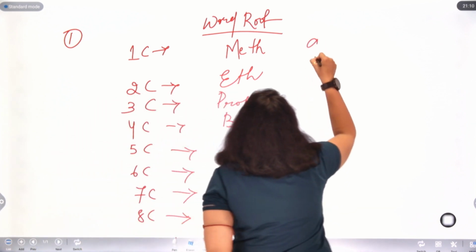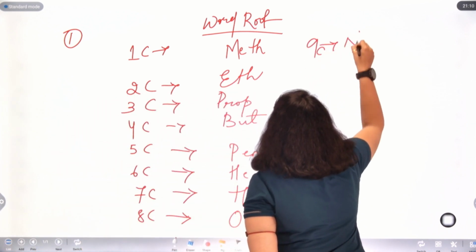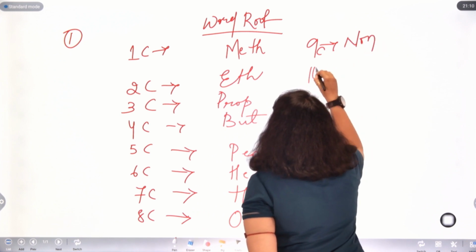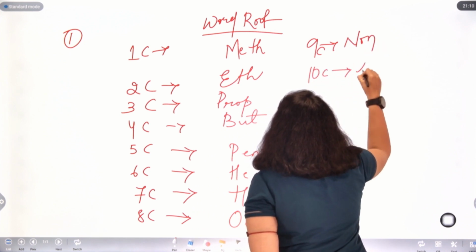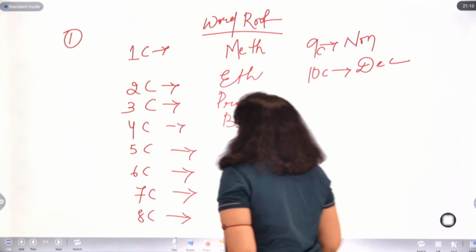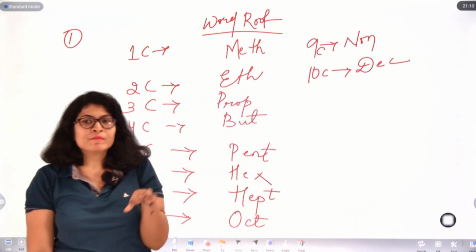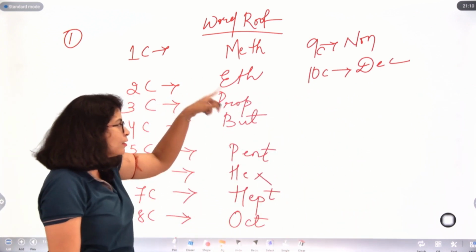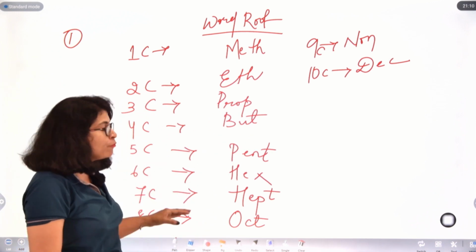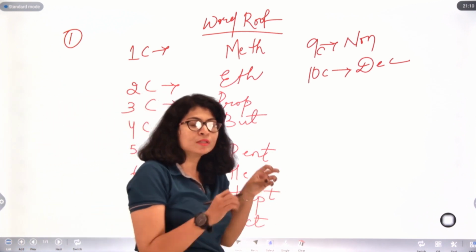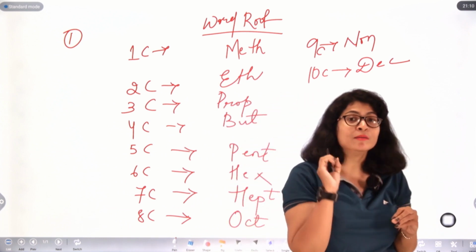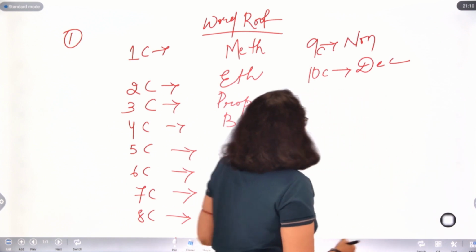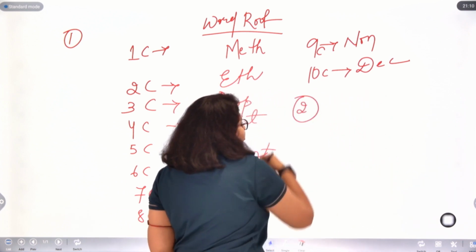9 carbon atom, 10 carbon atom, dec. These are the word roots associated with the organic compound having these particular numbers of carbon atoms. So you have to remember these word roots. These word roots are highly important. The next rule is, basically for naming straight chain, we have to go through only two rules.